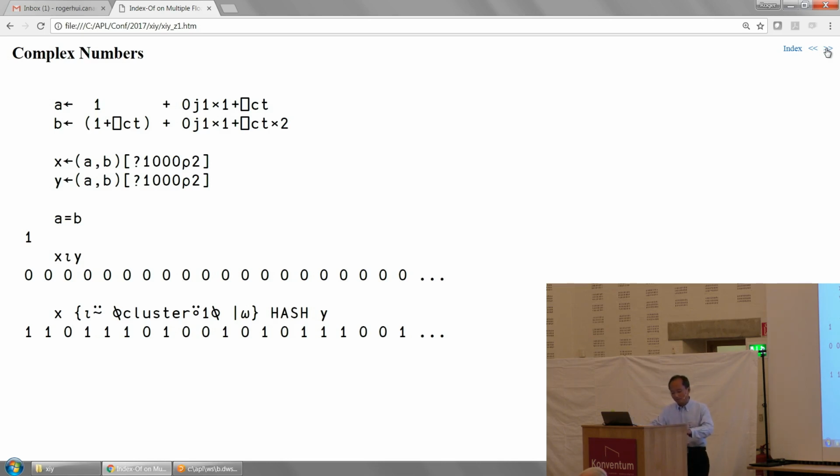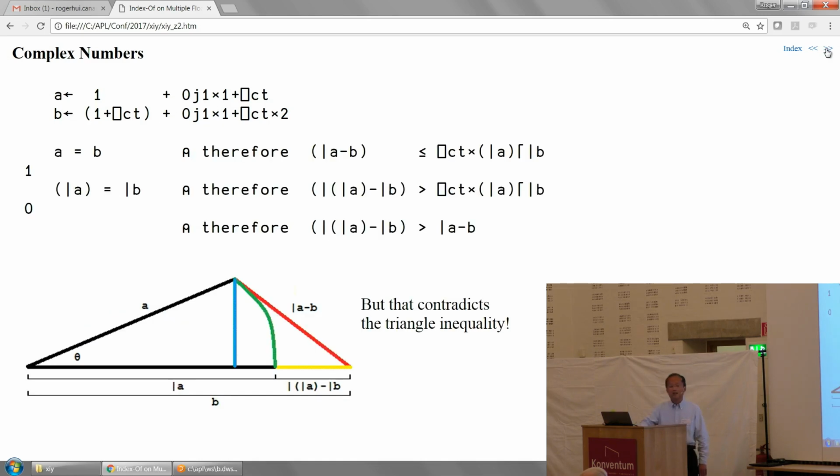So what's the problem? Well, the problem comes down to the fact that A is equal to B, but the magnitude of A is not equal to the magnitude of B. And if you do a little bit of algebra based on the definition of tolerant equality, you get this result, where the magnitude of the difference in the magnitudes is greater than the magnitude of the difference in the original numbers. But that contradicts the triangle inequality, which was proven by Euclid more than 2,000 years ago. Don't you just hate it when the QA contradicts proven facts?